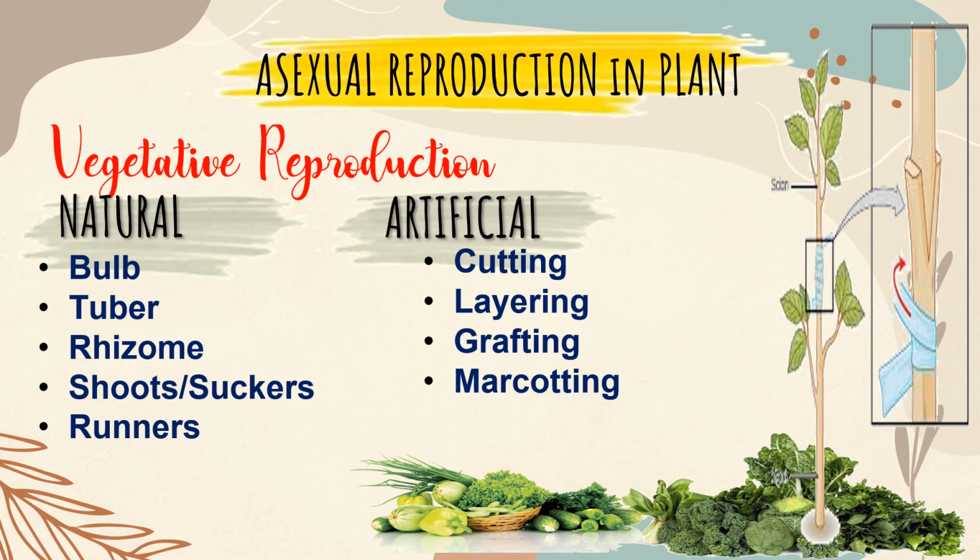And they call it vegetative reproduction. Vegetative reproduction has two ways: natural and artificial. For natural, we have the bulb, tuber, rhizomes, shoots or suckers, and runners. And for artificial vegetative reproduction, we have cutting, layering, grafting, and marcotting.